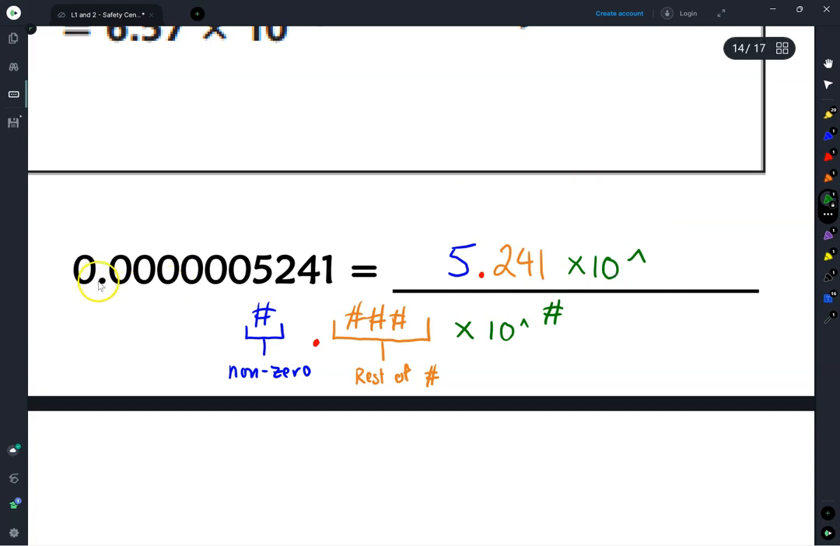And now we count how many times we're going to move the decimal to its new location. So the decimal used to be here, but this is its new location between the 5 and the 2. So let's count how many jumps are required to get there. 1 jump, 2 jumps, 3 jumps, 4, 5, 6, and a 7th jump. So that means it's 10 to the power of 7. Once again, be careful. Make sure you're counting in between the numbers because that's where the decimal exists.